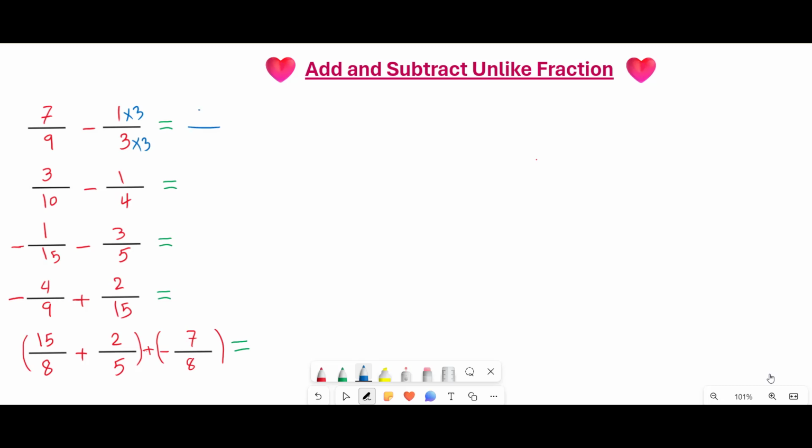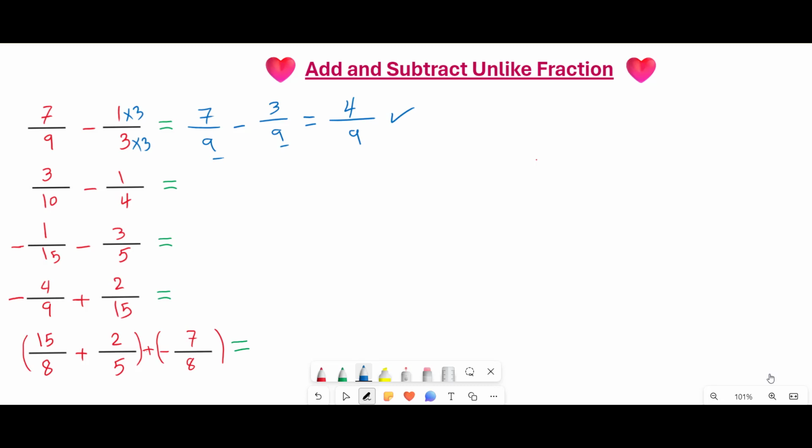Now the first one will be 7 over 9 minus 3 over 9. Now denominator same, we can do minus. Now write 9 here. 7 minus 3 will be 4. This in simplest form? Yes.